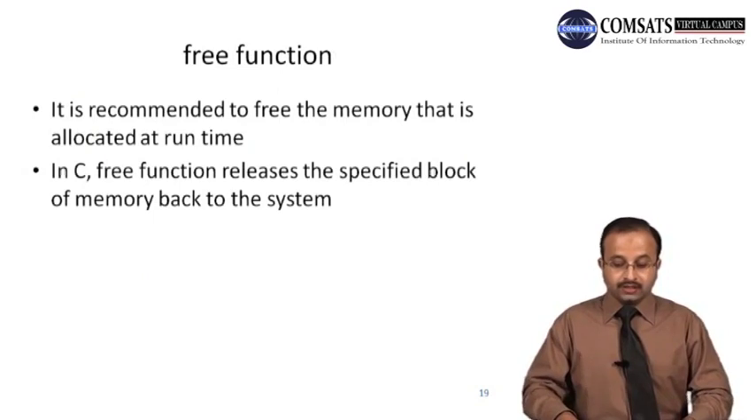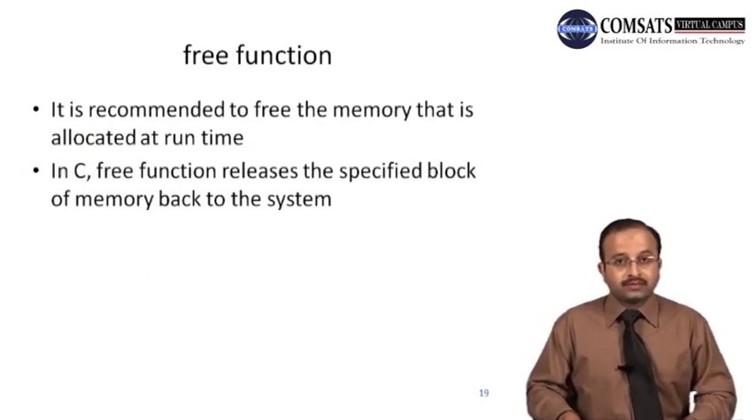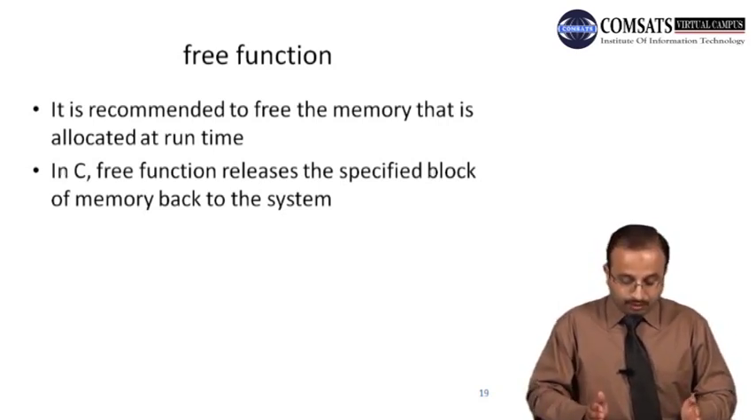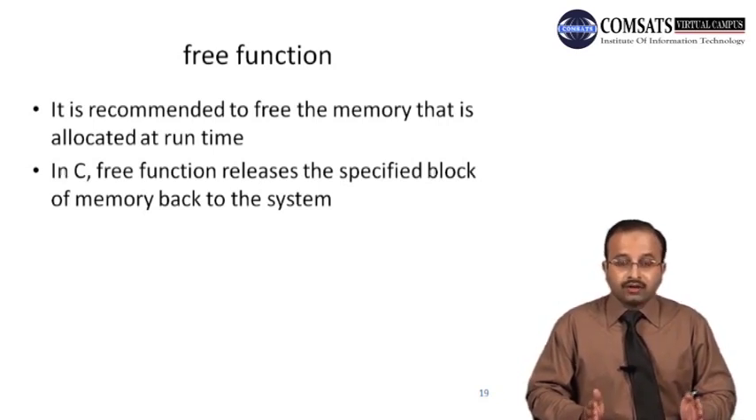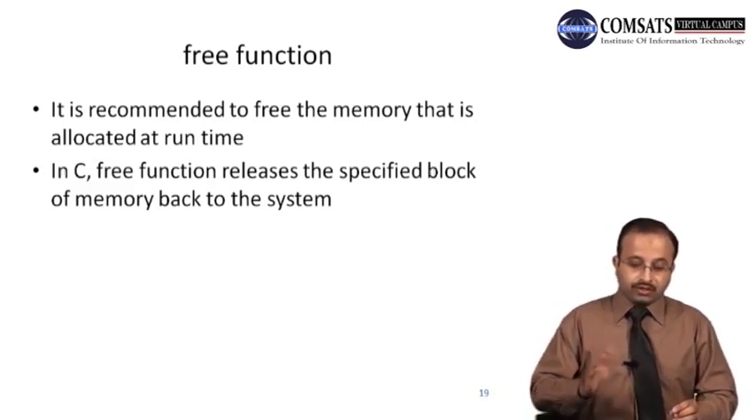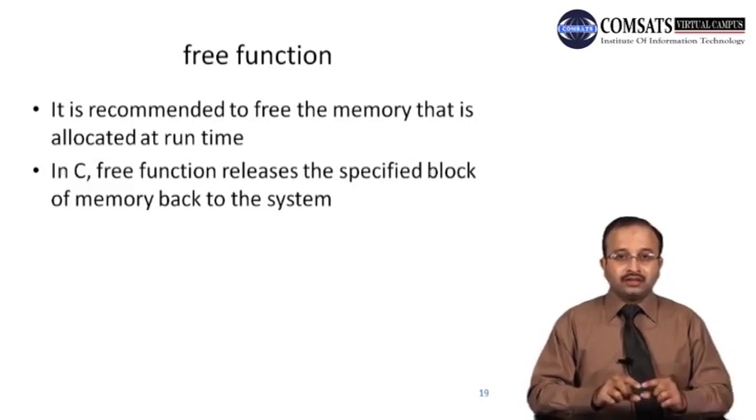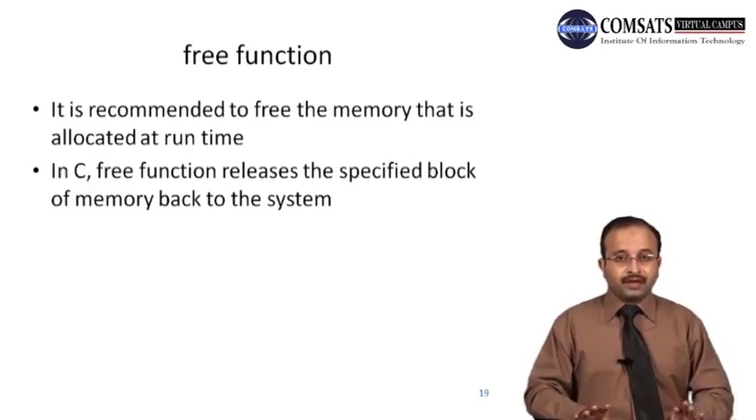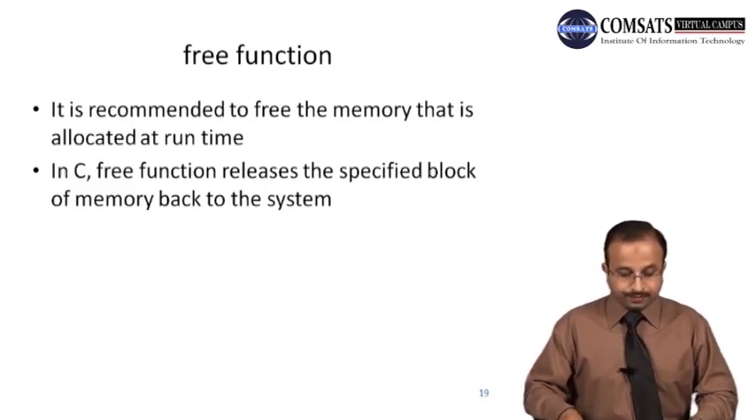In C, the free function releases a specific block of memory back to the system. That it frees it. Now back to the system means that now I'm not using this memory space, and it tells the operating system, now this memory is free and you can assign this memory to any other program. So if you don't use the free function, then this memory will be reserved until your system restarts. So until the system restarts, that memory will remain reserved. Even if your program has shut down and exited, still that memory will be allocated there and no other program is able to use that memory.